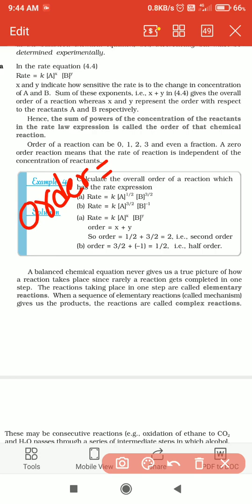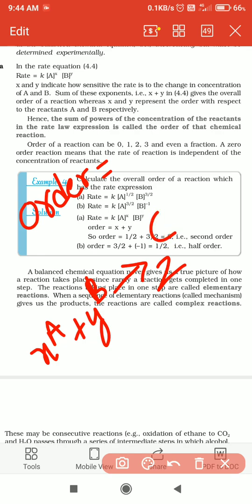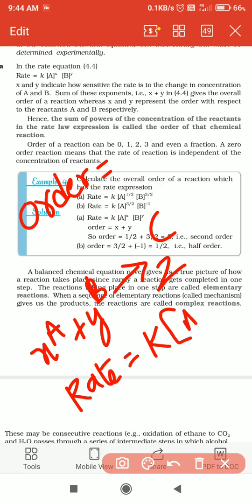For example, if X moles of A combine with Y moles of B to give Z moles of C, we want to calculate the order of the reaction for this equation. Therefore, rate is equal to K, the rate constant, into concentration of A power X into concentration of B power Y. So this is the rate of reaction. Now we are going to calculate the order of the reaction for this equation.